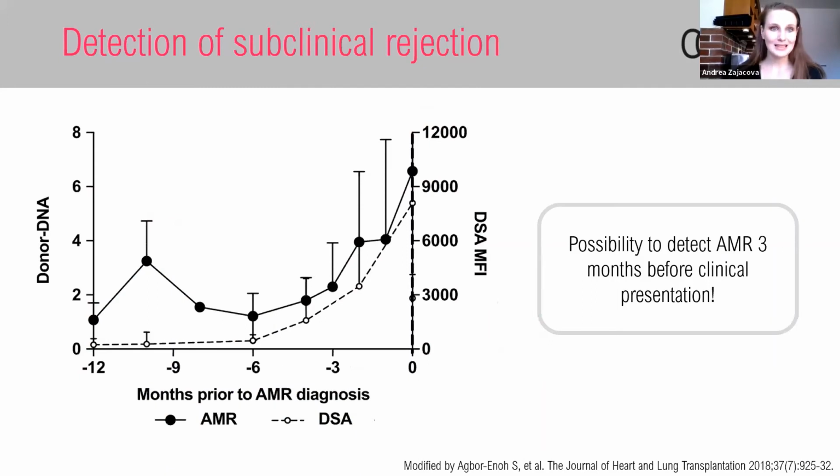What's very interesting is that dd-cfDNA is able to detect subclinical rejection, which might be amazingly helpful, especially in antibody-mediated rejection. In this graph, we may see a first transient rise in the level of dd-cfDNA several months before diagnosis, and it's mainly represented by acute cellular rejection, infection, or any different kind of pathology. Then there is a second, sustained change, and here we may say that the levels of cell-free DNA are significantly higher in the first month before the diagnosis of antibody-mediated rejection made by clinicians. What's also very interesting is that the levels of DSA MFIs correlate with the levels of dd-cfDNA.